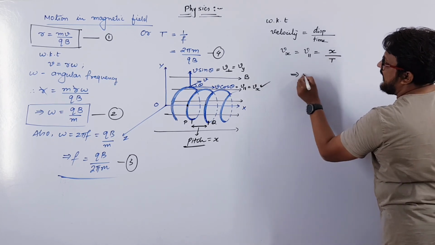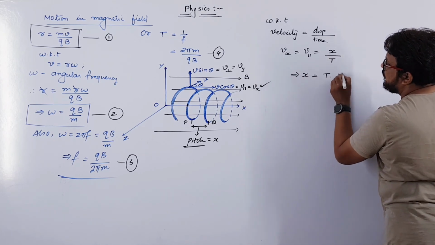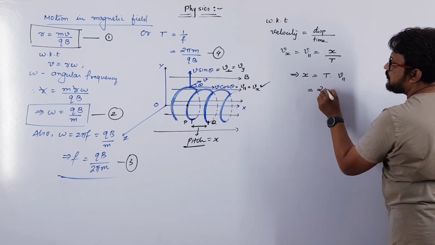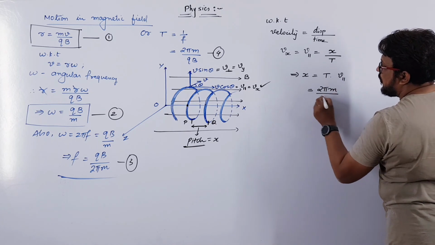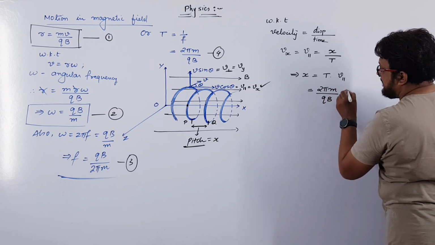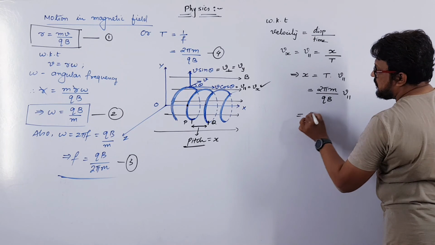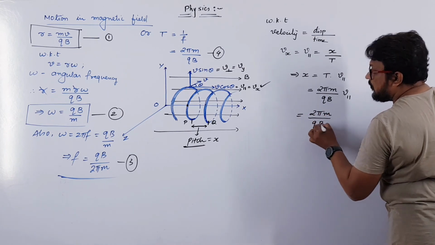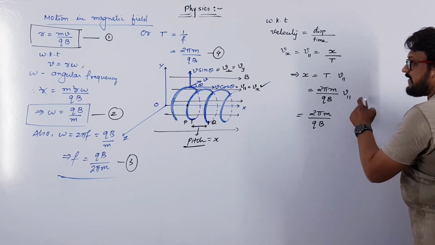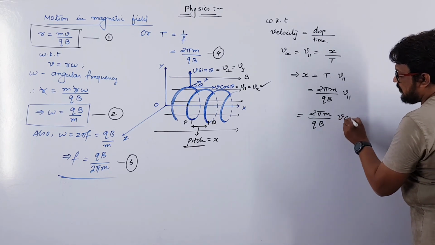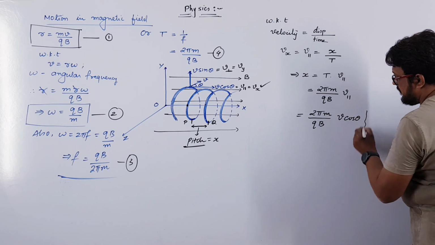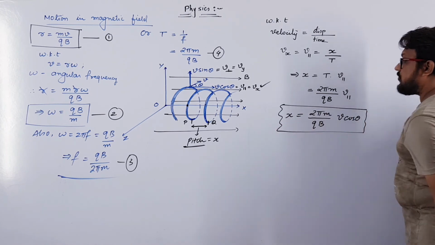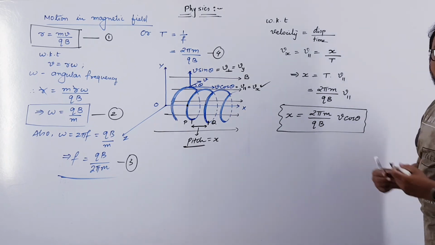So pitch x will be equal to t into v parallel, where t is actually, you can write from equation 4, 2 pi m over qB into v parallel. If you want, you can simplify this further by writing 2 pi m by qB into, the parallel component of velocity is vx, or you can write v cos theta. This will be the equation for the pitch of the helical path, right?